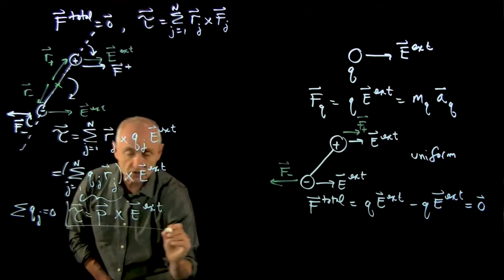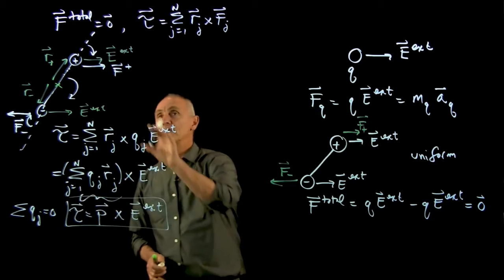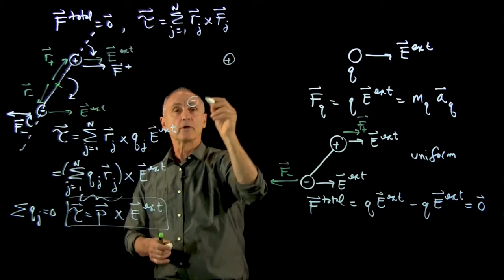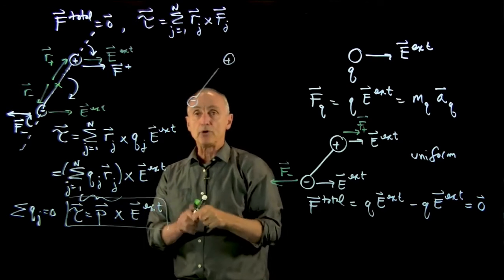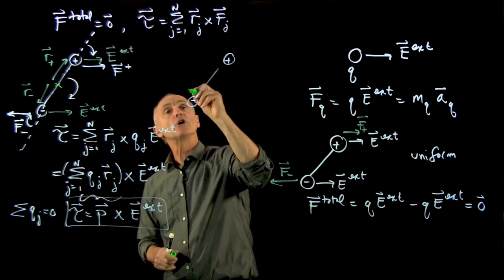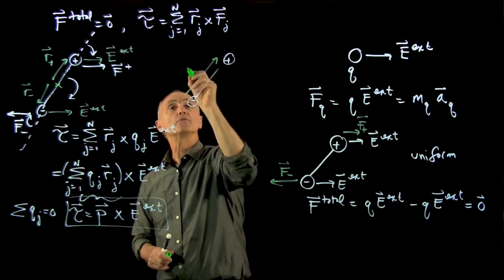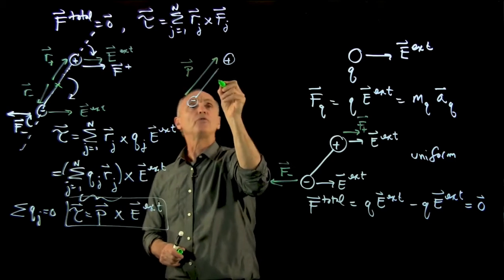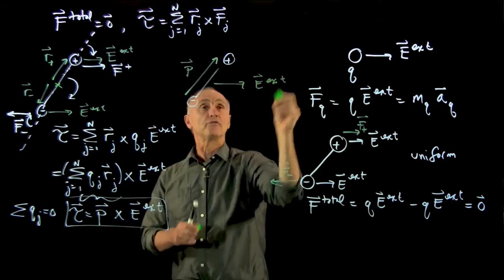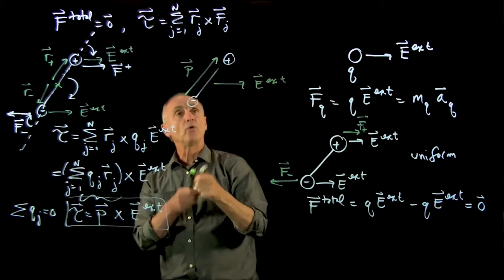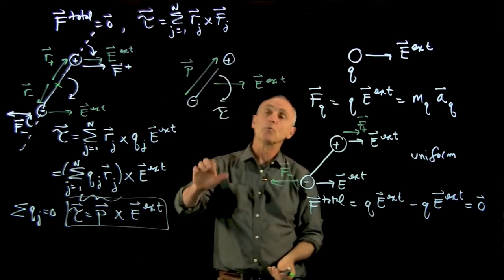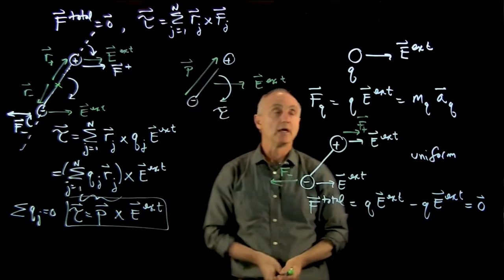And so we have the result that if we consider just a dipole, plus and minus, and remember, the dipole moment P goes from the negative charge to the positive charge, and the whole system is acting in an external field that's uniform, then this dipole will undergo a torque. It will rotate, and it will rotate in that direction.